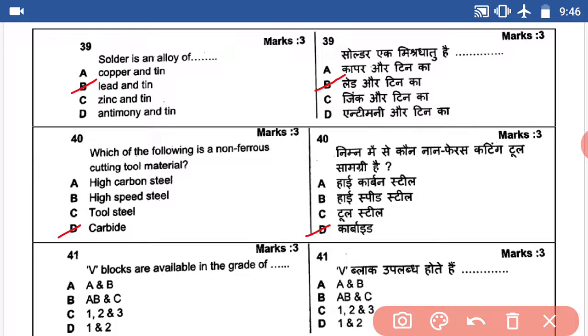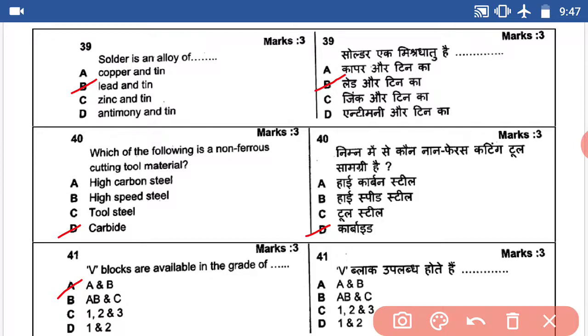Question number 41. V blocks are available in the grade of dash. V block grades are grade A and grade B. The answer is A, grade A and grade B. So the answer to question 41 is A.